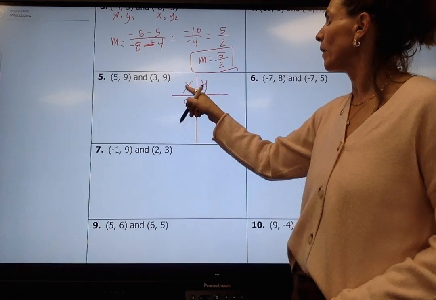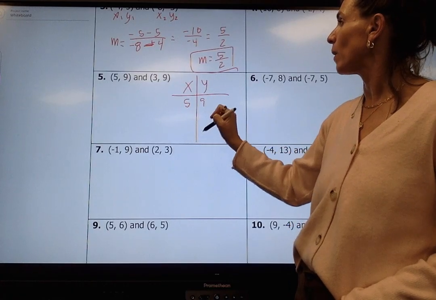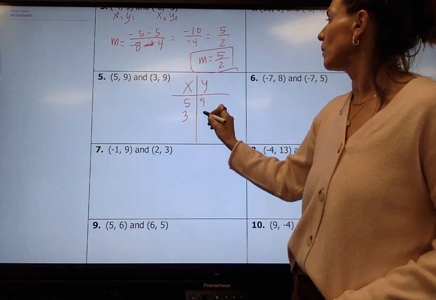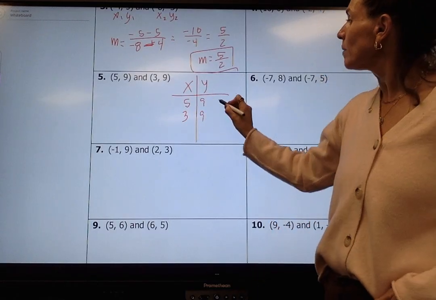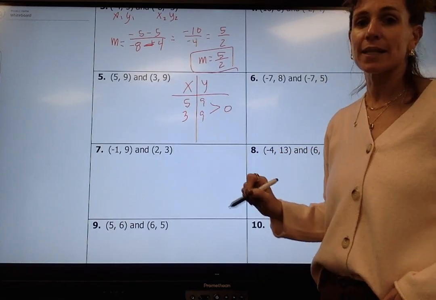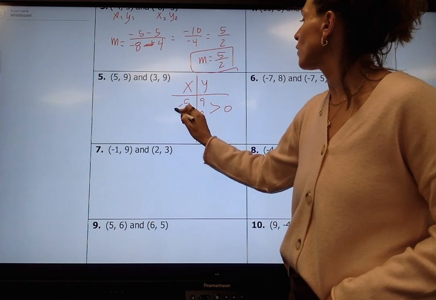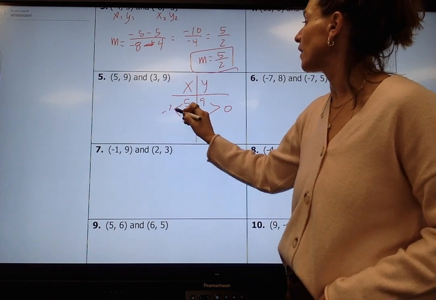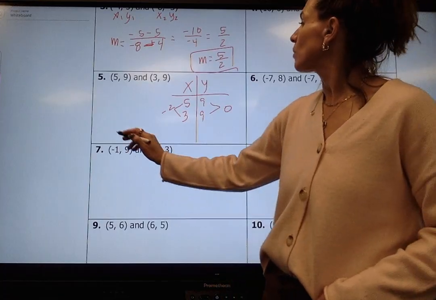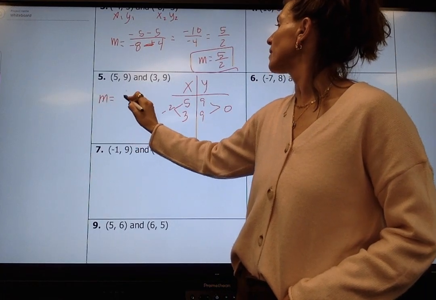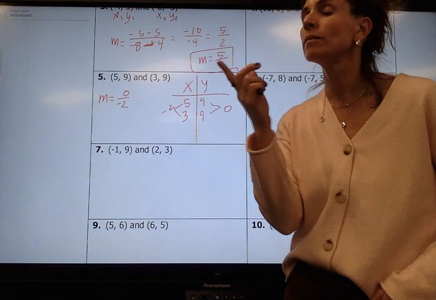So here's my ordered pair in table form. When x is 5, y is 9. And when x is 3, y is 9. What is my change from 9 to 9? It's 0. What's my change from 5 to 3? It's -2. Okay? So here, my slope is 0 over -2.